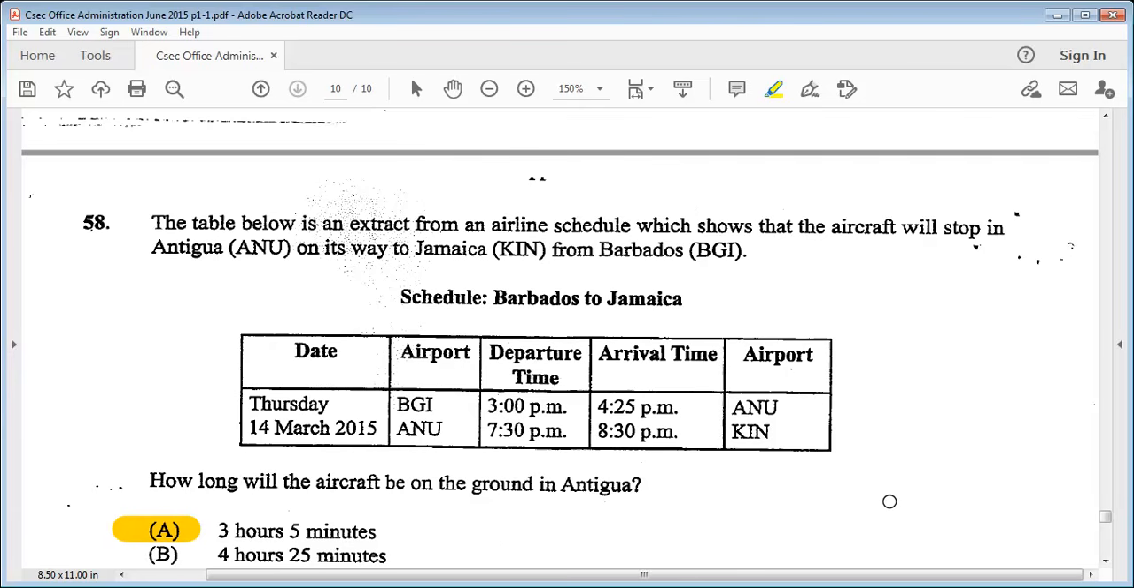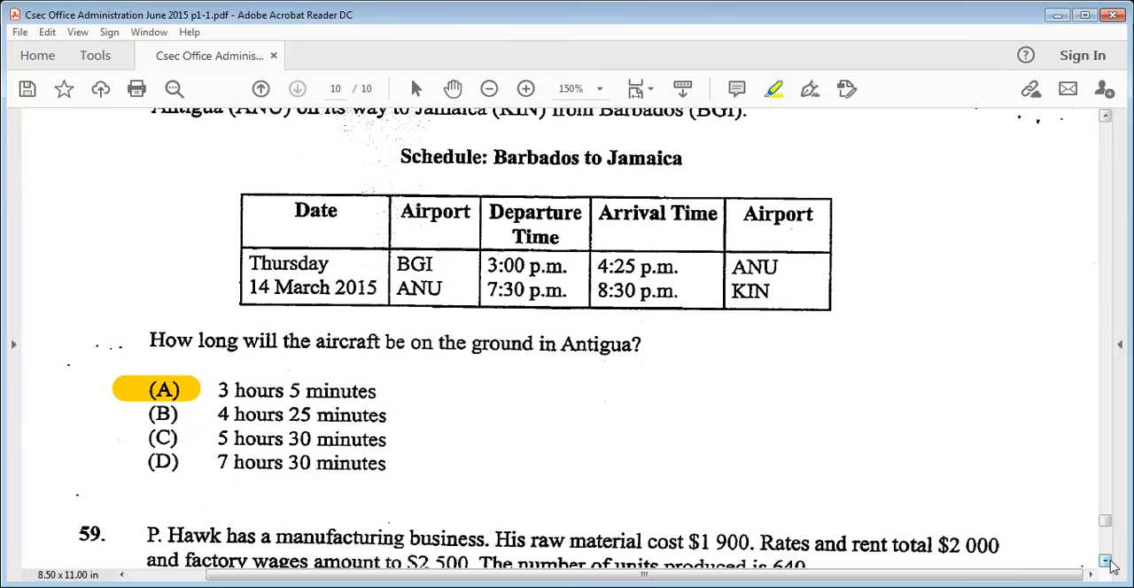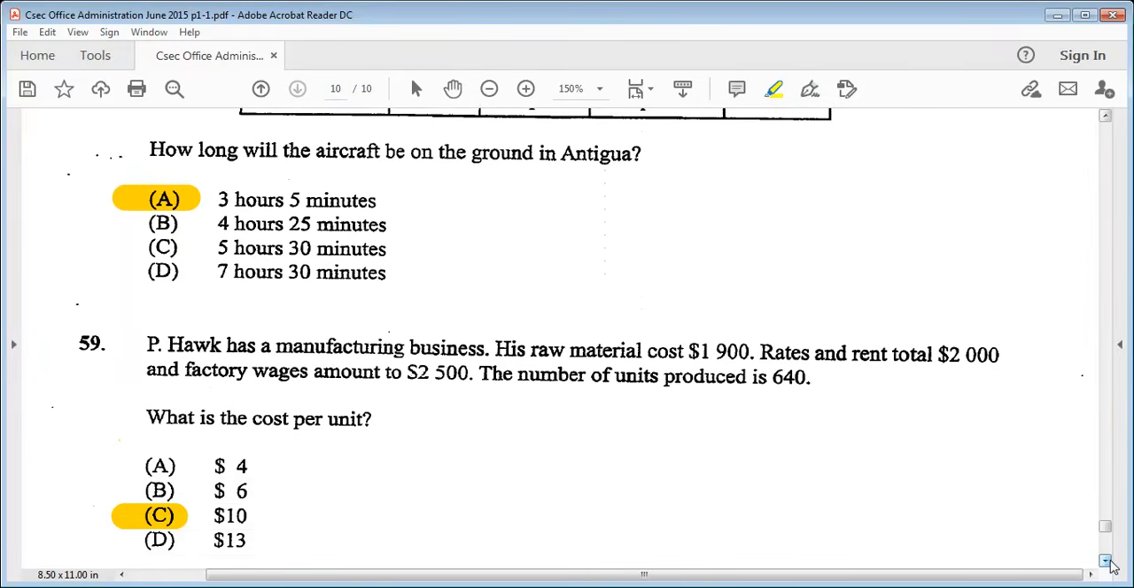So it says, how long will the aircraft be on the ground in Antigua? So we have to say from Antigua. So in Antigua, when the plane landed, it was 4:25. Then the plane took off from Antigua or departed from Antigua at 7:30. So how long did it wait? When we take away 4:25 from 7:30, we got 3 hours and 5 minutes. So that's how long it waited on ground in Antigua. So the answer is A. Let's go on to question 59.